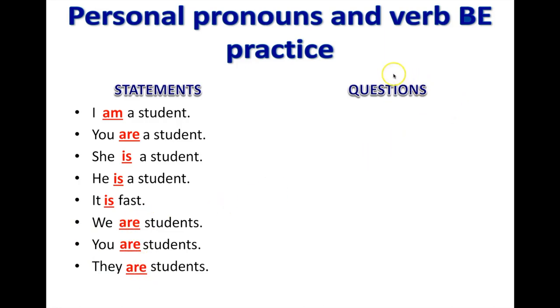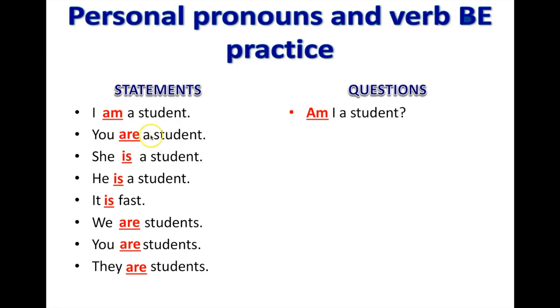So, let's do the questions now. Vamos a hacer las preguntas ahora. Okay. So, how do you think that we can ask a question from this sentence? Am I a student? Very good. Don't forget that we have to switch the places of the pronoun and the verb be. Eso fue lo que hicimos aquí. Am I a student? ¿Soy yo un estudiante?